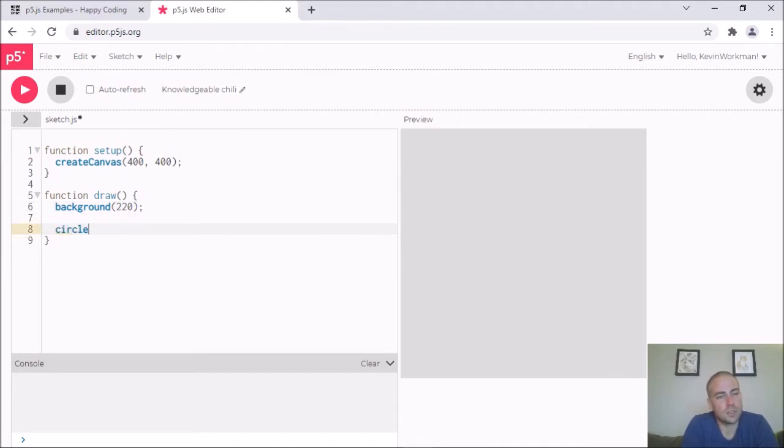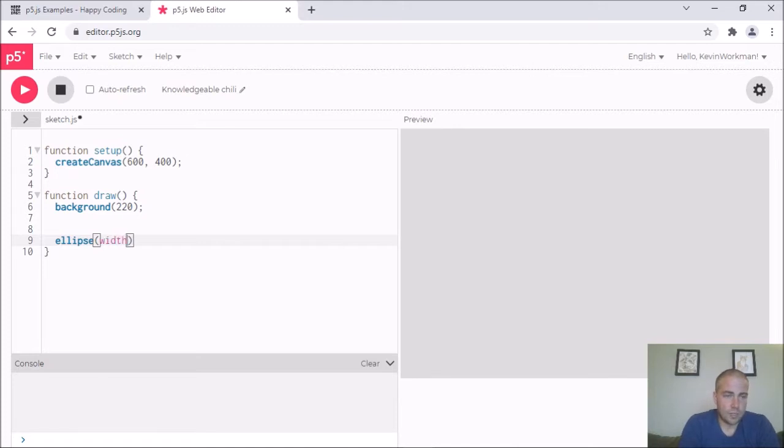I'm going to start by drawing. Do I want a circle or an ellipse? My whole goal is to use the width and height variables to draw a spider that scales with the canvas. This canvas is 400 by 400 right now. If I change it to something like 600 by 400, I want my spider, which I have not started yet, to stretch and grow with the canvas. So I think I actually want an ellipse. I'm going to use the width and height variables quite a lot in this sketch, because that's the whole point of what I'm doing.